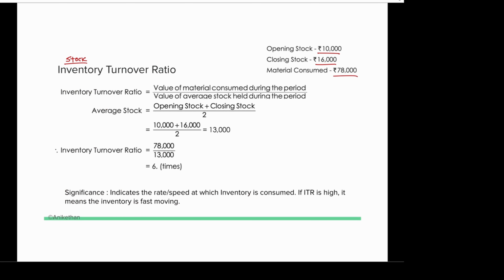So you have opening stock of 10,000, closing stock of 16,000, and material consumed 78,000. In the numerator of the formula, you have value of the material consumed, that is 78,000, and in the denominator, you have average stock, which is (10,000 plus 16,000) by 2. So that means you will get an inventory turnover ratio of 6 times. This signifies the rate or speed at which the inventory is consumed. So if the number is high, like 7, 8, 9, that means more inventory is consumed during that period.